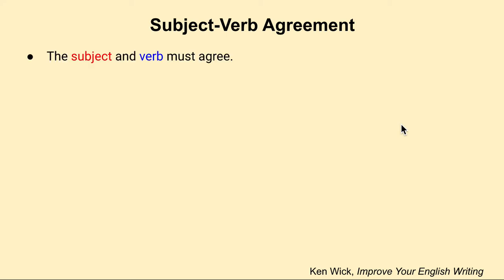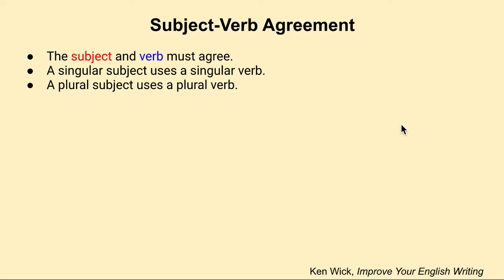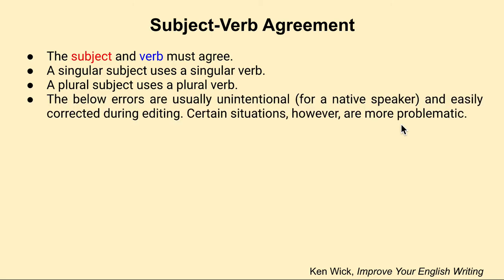So basically, the subject and verb must agree. And I'm talking about agreeing in number. So a singular subject uses a singular verb, and a plural subject uses a plural verb. Now the good news is that the errors you usually see in these types of errors are usually unintentional, especially for a native speaker, and easily corrected during editing. However, certain situations are more problematic. So let's see what I'm talking about.